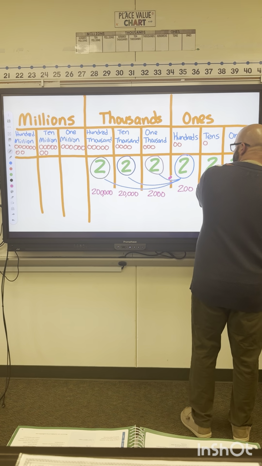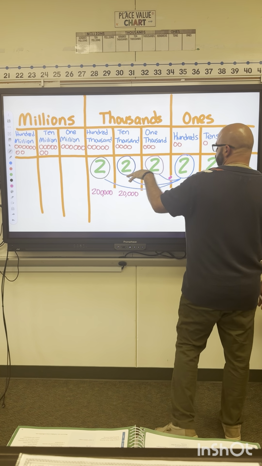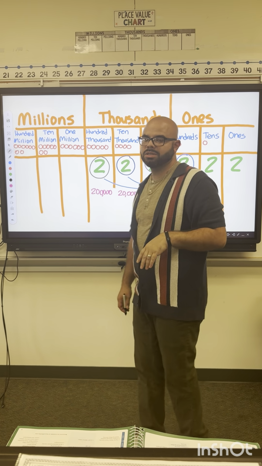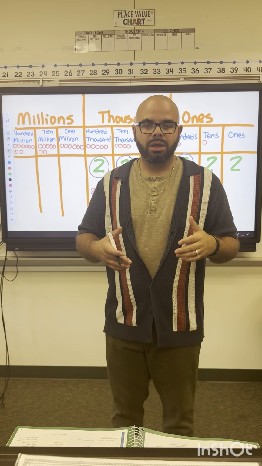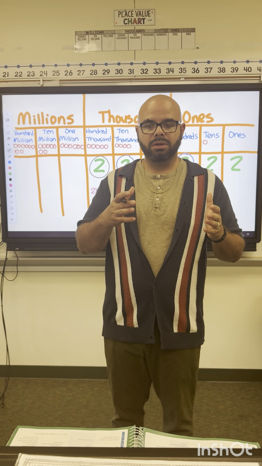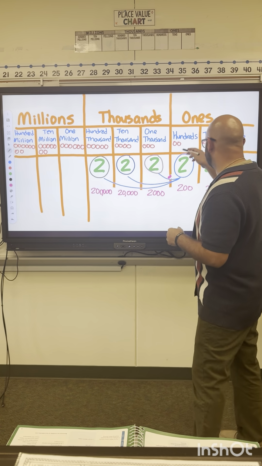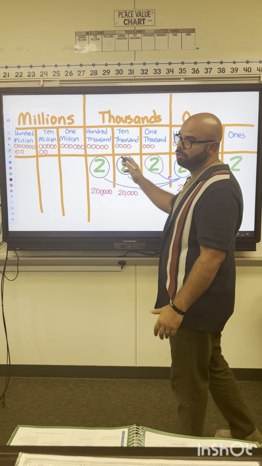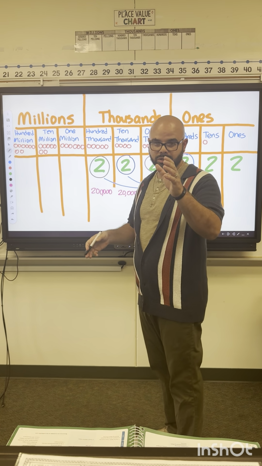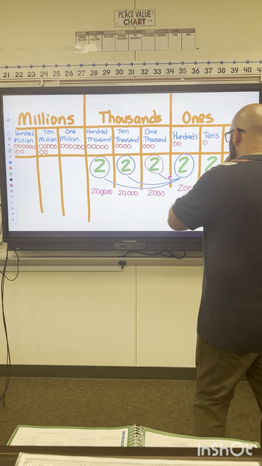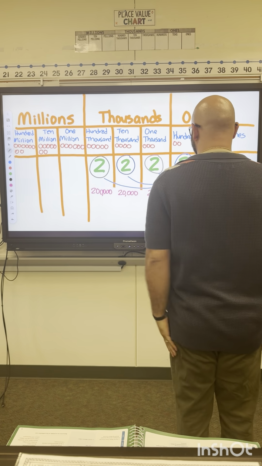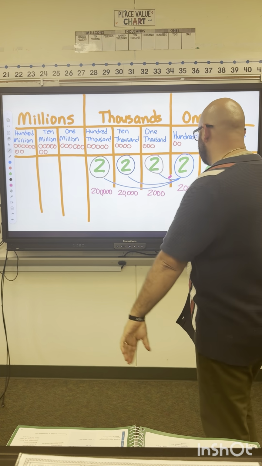Now I used the same digit in this number, right? 222,222, right? Because it's easier for them to see and grasp the jump that the 2 in a smaller place value makes to the 2 in a higher place value. So you're gonna see the jump now. So I am the 2 in the hundreds place. My value is 200, okay?